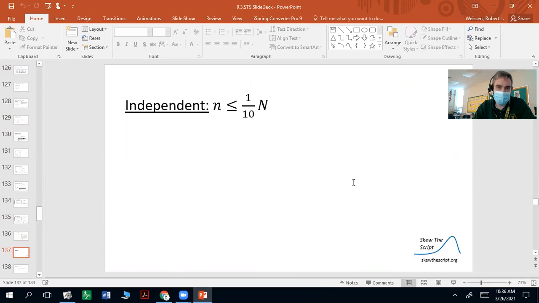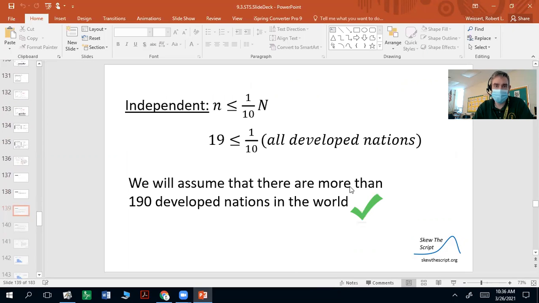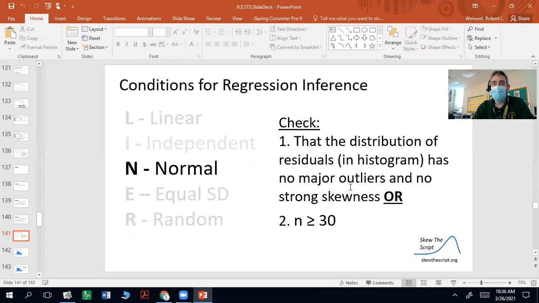Independent, typically the 10% if you're sampling without replacement. So that's not really a situation here. Now the normal is talking about the distribution of the residuals. Usually you'll look at the residuals, in a histogram or something. And if there's no super strong skewness or outliers, that means it's normal.